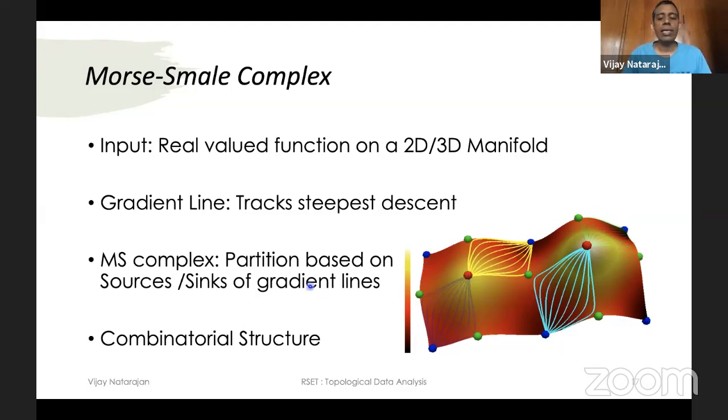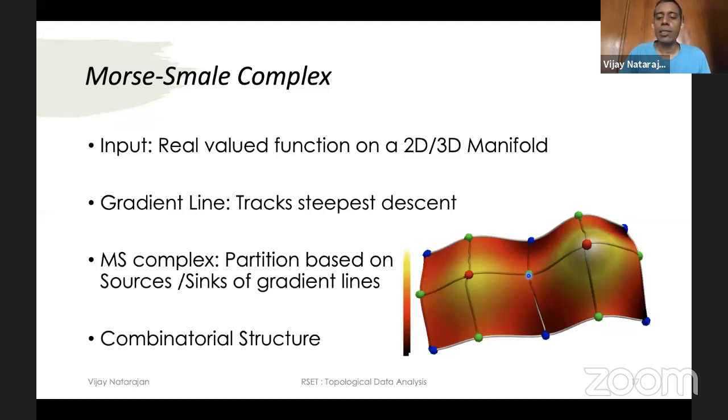So these cells together partition the entire domain, and that is called the Morse-Smale complex. It is a combinatorial structure. I don't care about the geometry. I just say my nodes are these zero-dimensional cells, and I have arcs connecting the zero-dimensional cells, and then I have the two-dimensional cells, right? So this is called the Morse-Smale complex, right? I hope that is clear.